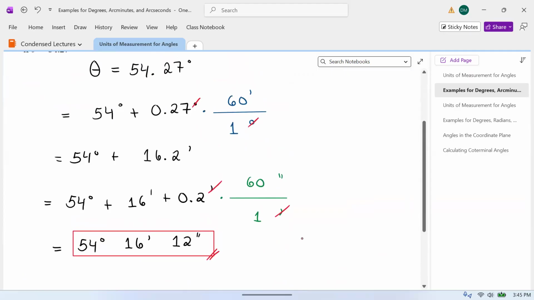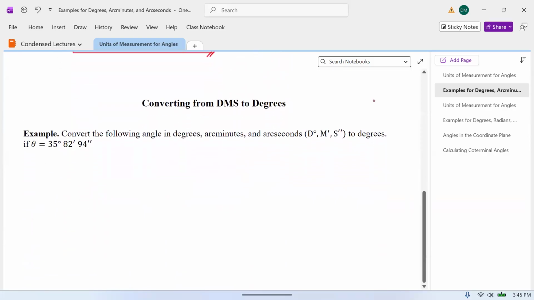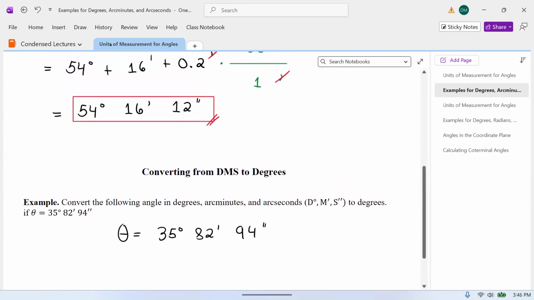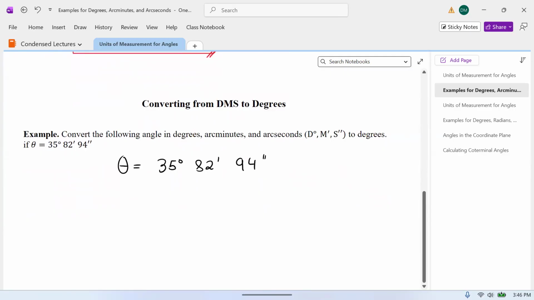Great. So let's see if we can work in reverse. So what if we're given an answer formatted like this in degrees, arc minutes, and arc seconds, and we want to convert it entirely to degrees? Okay. So here's the next example. So again, here's my given angle, 35 degrees, 82 minutes, 94 seconds. Notice if we're working backwards, we want to start putting those plus signs.